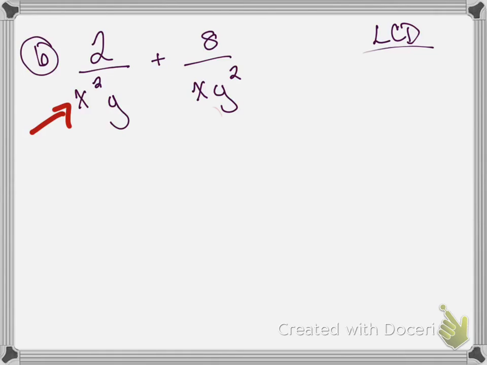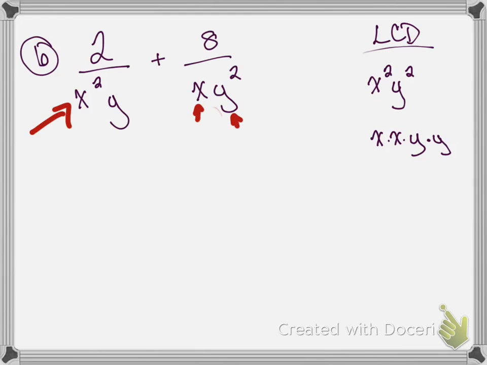X squared times y. I'm going to write that down as my LCD. I don't know that I've got everything covered, but I have to start with one of them. So I've got x squared times y. It might be beneficial to you to think of that as x times x times y. Now, I have an x right here. Do I have that covered already? I do. I have y squared right here. Do I have that covered? No. So I've got to have times y. Okay? So my LCD is x squared y squared.